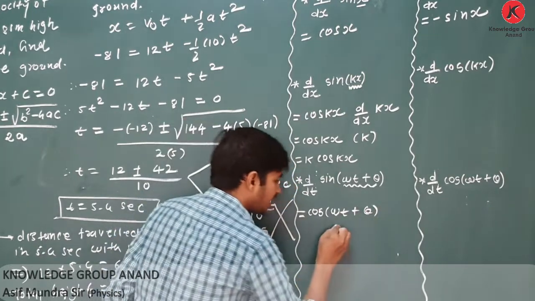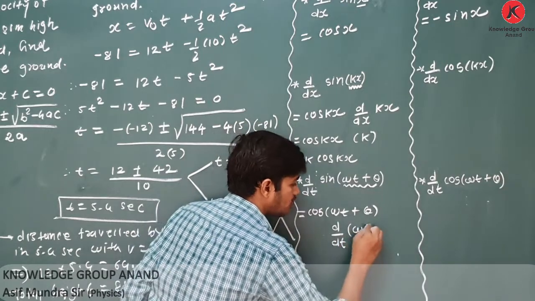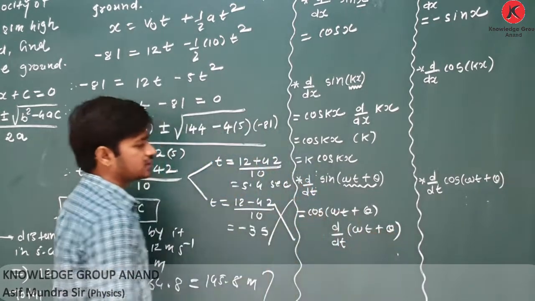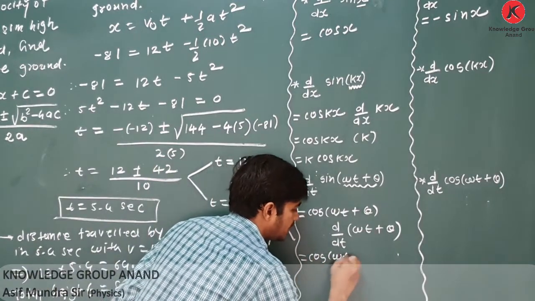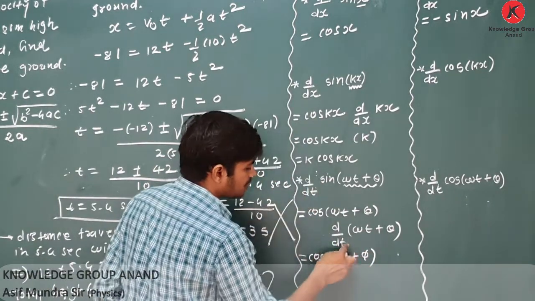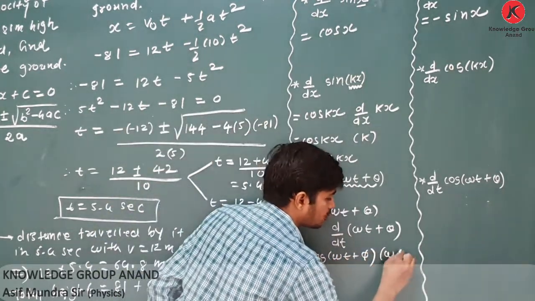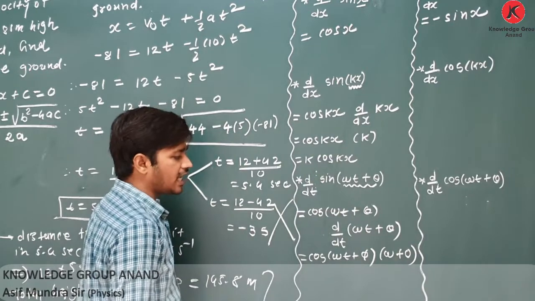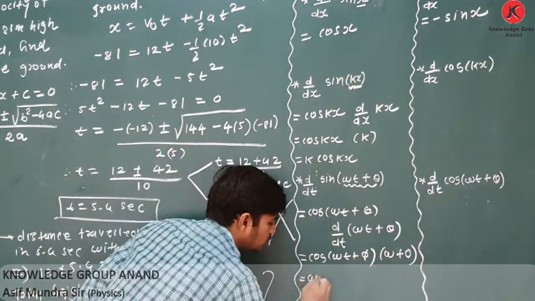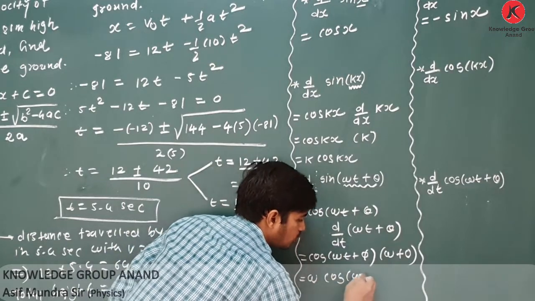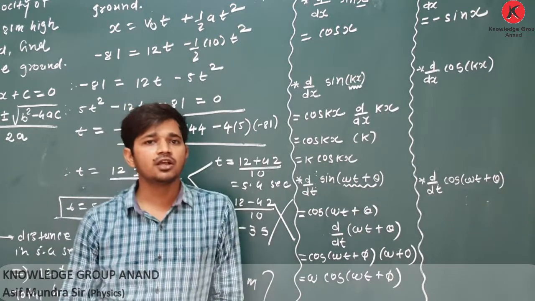What you have to do is multiply by d upon dt of (omega t plus theta). So it is cos(omega t plus theta) times d upon dt of (omega t plus theta). The differentiation of omega t is omega, plus the differentiation of theta is 0. Clear? So you can write this omega here, so it is equal to omega cos(omega t plus theta). It is your answer. Clear about this?